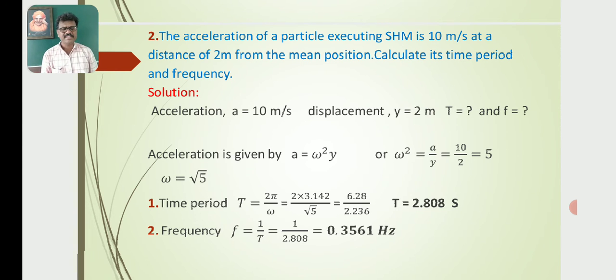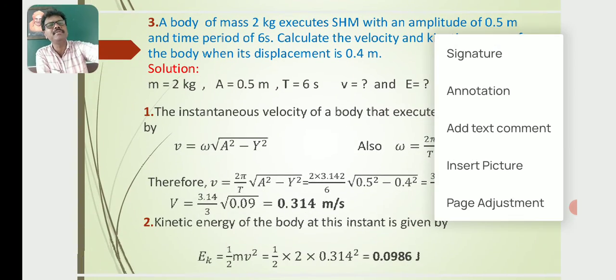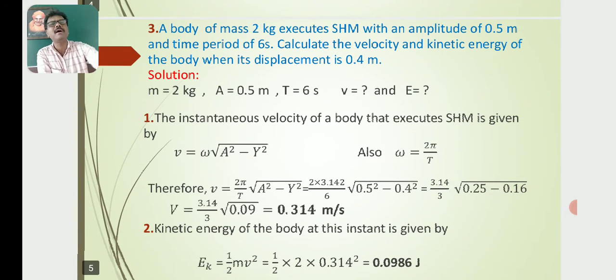Then the frequency. We know the relation between frequency and period, f is equal to 1 by T, which is equal to 1 by 2.808. Then we will get 0.3561 hertz. That is the frequency of the oscillating body, the body executing simple harmonic motion.